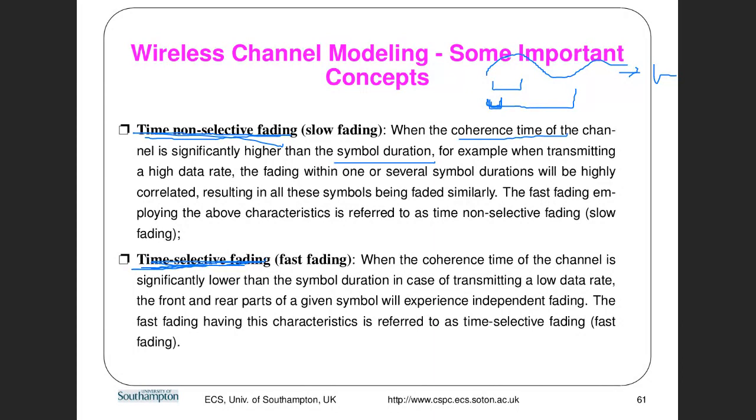Sometimes it's also called slow and fast fading. It's different from what we defined before in terms of small scale and large scale. Slow and fast here is in regard to symbol duration and coherent time, so how fast the fading fluctuates over time in comparison to coherent time. The slow and fast fading we used before was in terms of the scale of the fading.